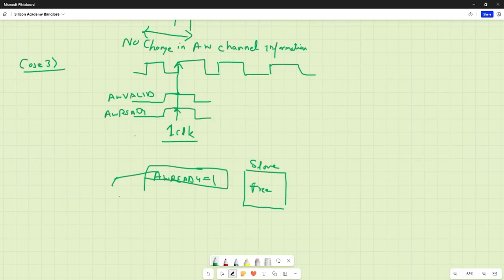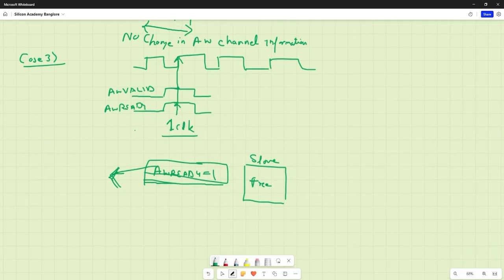So the best transfer will happen when the slave is always asserting AW ready high whenever it is idle, so that if anytime the master is sending the information in one clock cycle, it can receive that information within that particular clock rather than waiting for it. So the default recommended value from the AXI spec is to have AW ready high always, whenever the slave is active.